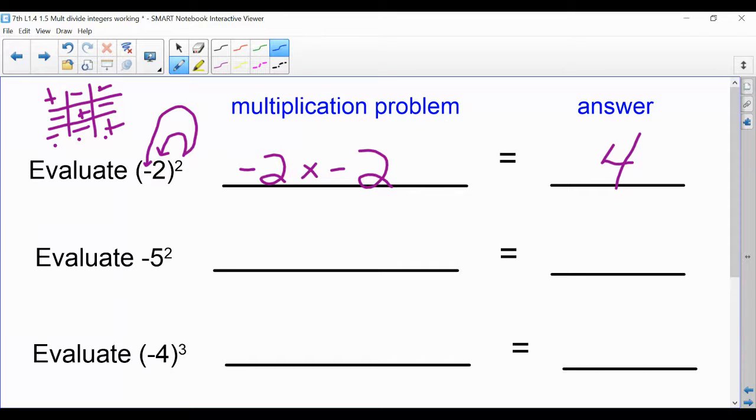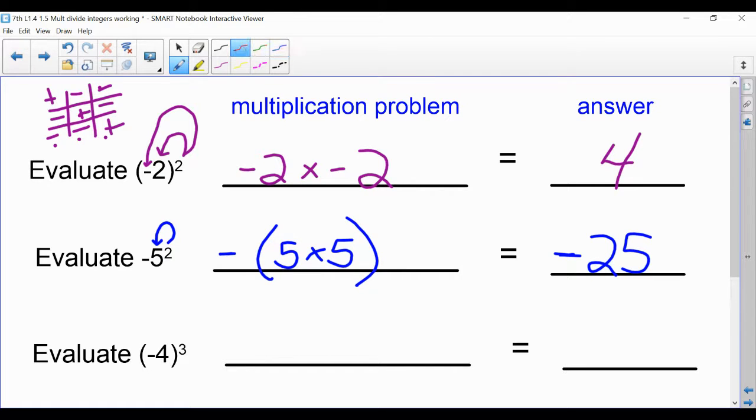Now this second one here is -5 to the power of 2. So this exponent only applies to the 5. So this negative sign here comes outside, and we're going to remember to put it in our answer. Then we're multiplying 5 2 times. So 5 times 5 is 25. So our answer to this one is -25.